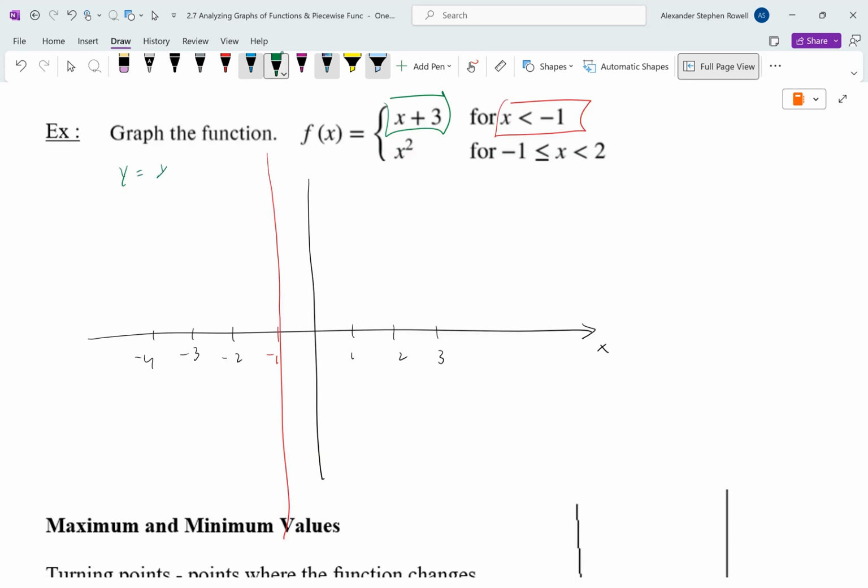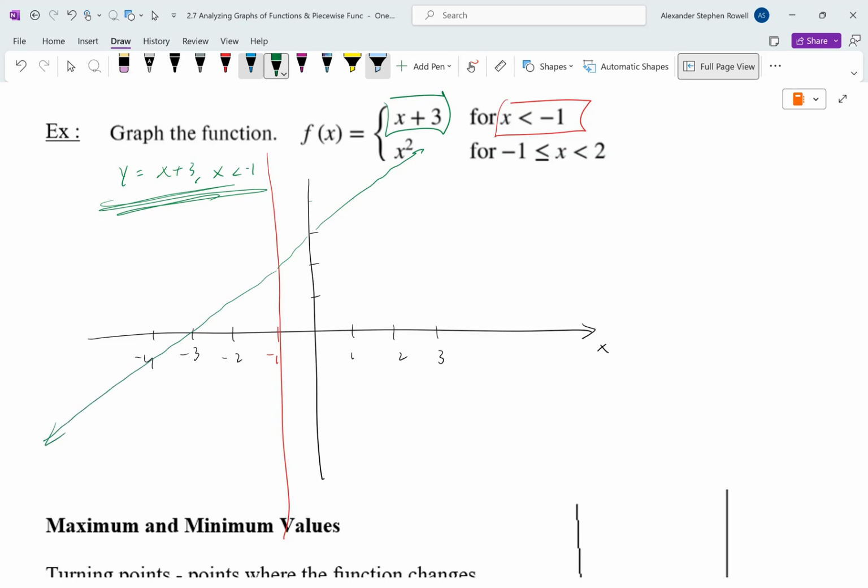Y equals x plus 3 when x is less than -1. So it's really talking about this side of the line. So I graph that function. 1, 2, 3. So my y-intercept is 3. And I have a slope of 1, so I go up 1, right 1. Up 1, right 1. On the opposite side, I go down 1, left 1. Down 1, left 1.